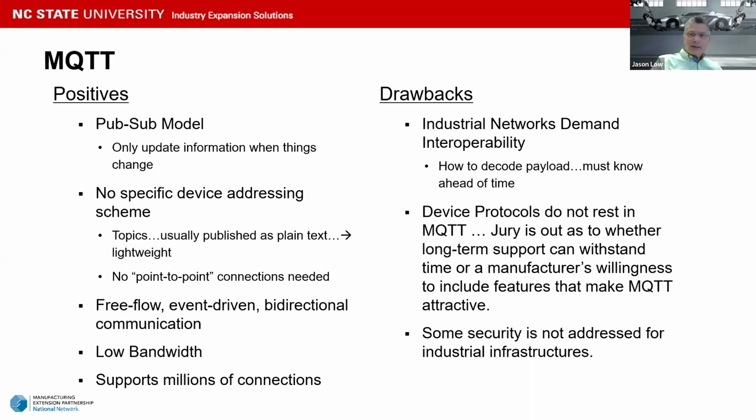So when I'm putting packets up across my Ethernet, it is very low bandwidth. It doesn't require a lot of information to be moved. And it supports millions of connections. So when we talk about brokers here in a moment, we can put many devices on a network. And because of the low bandwidth, we can kind of push the boundaries on the number of sensors that we can handle using this protocol.